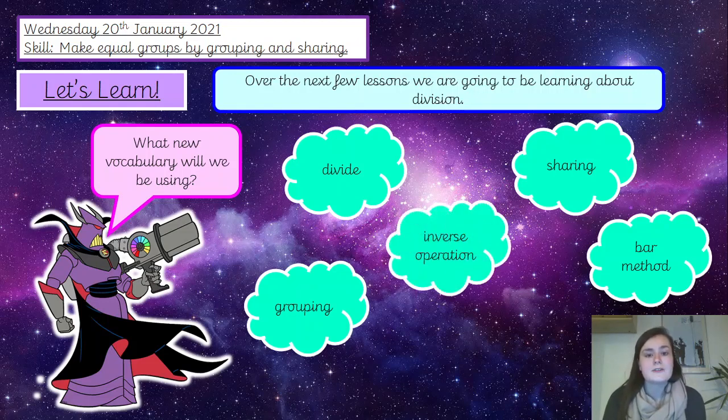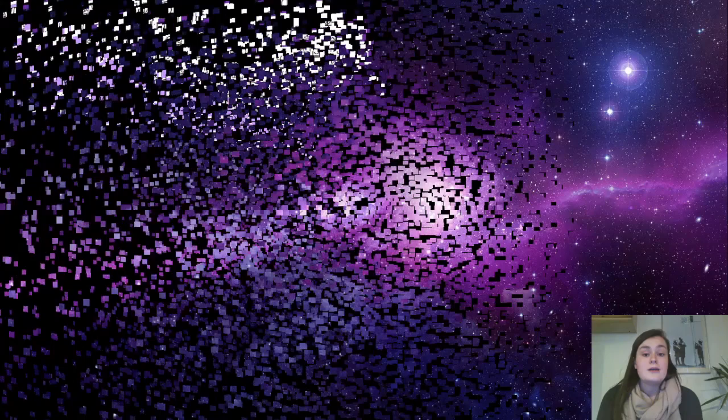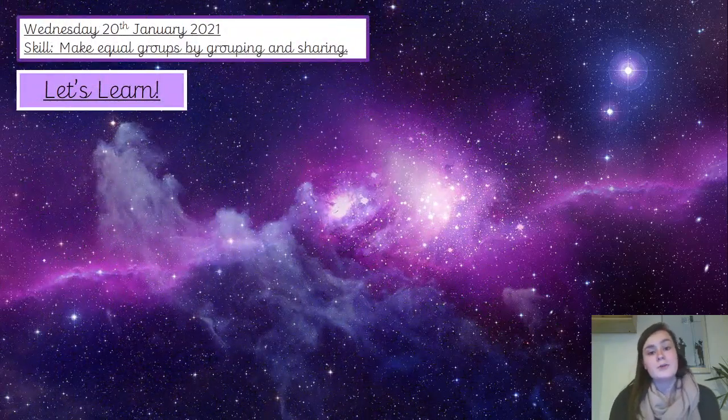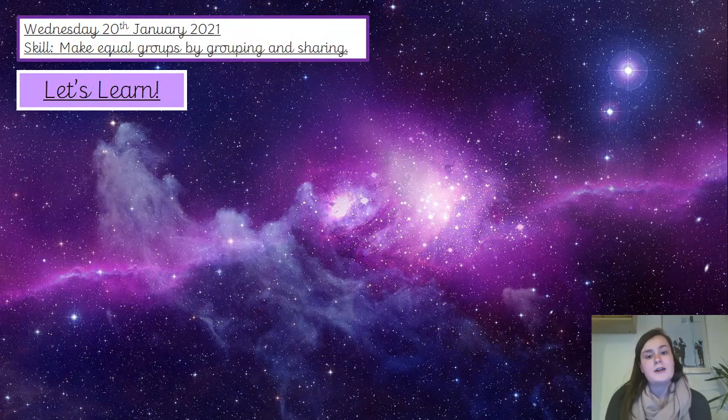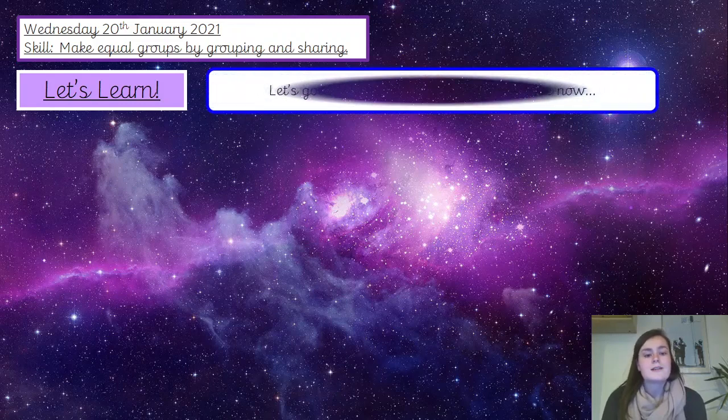And the inverse operation. We've talked a lot about the inverse operation. So the inverse operation is the opposite, isn't it? Addition is the inverse of subtraction and subtraction is the inverse of addition. And so it's the same with multiplication and division. Multiplication is the inverse of division and division is the inverse of multiplication because they are opposite. So those are the things we might be referring to this week. If you're not sure, you can always come back to this part of the slide just to double check the vocabulary, double check the words.